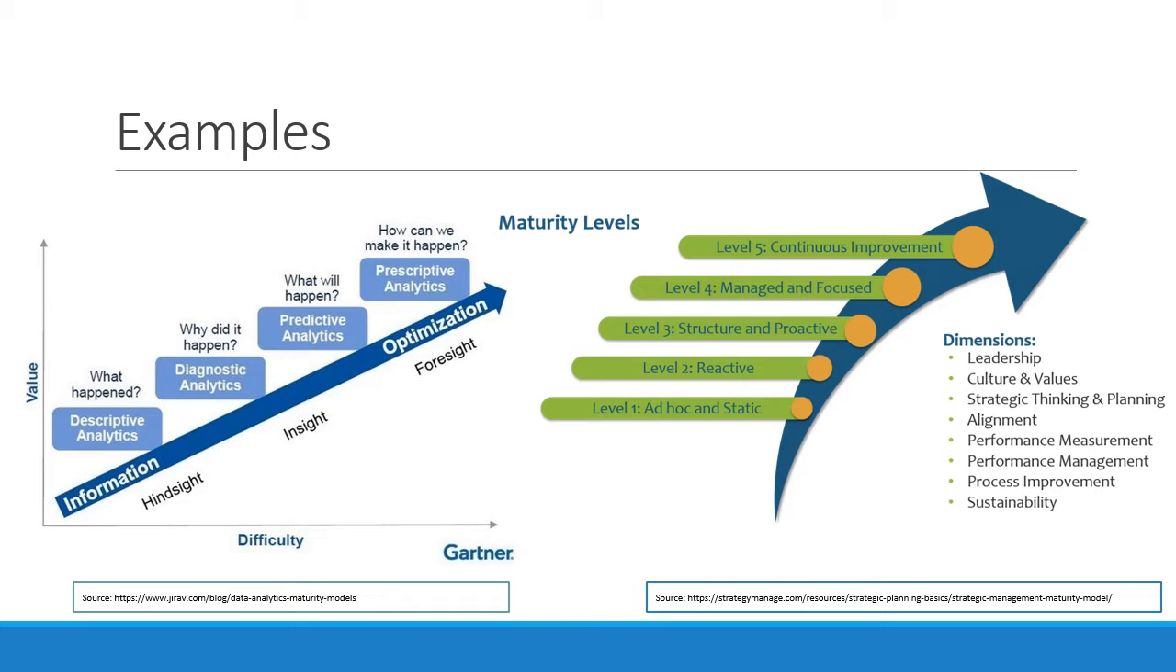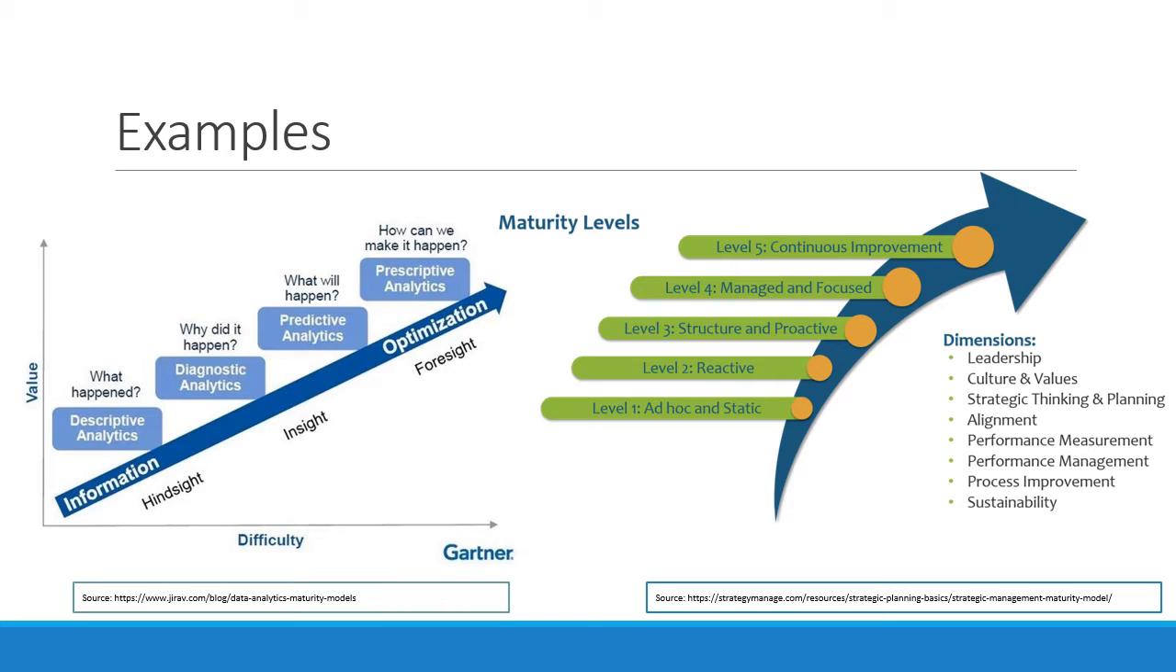As maturity grows, the value that it unlocks increases, as you can see there on the y-axis, but the difficulty to achieve higher levels also increases, as you can see on the x-axis.